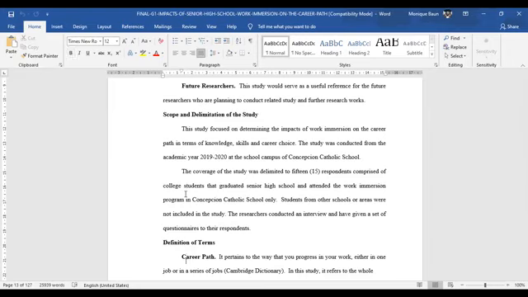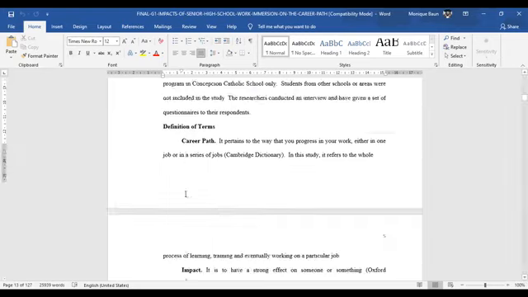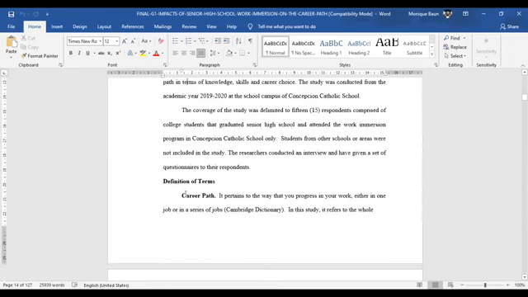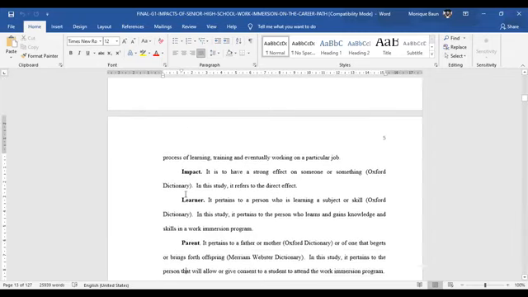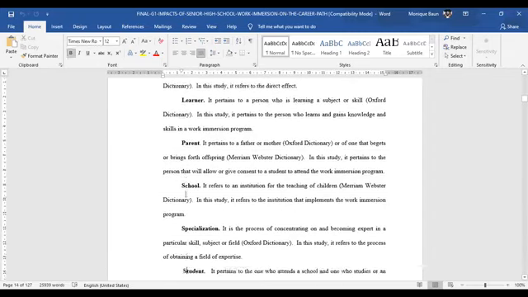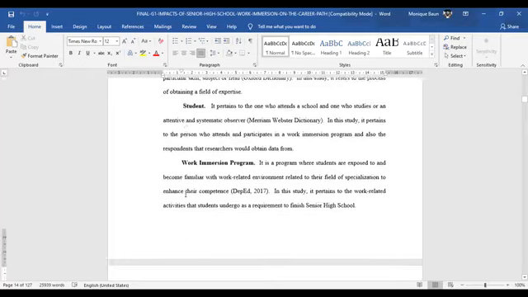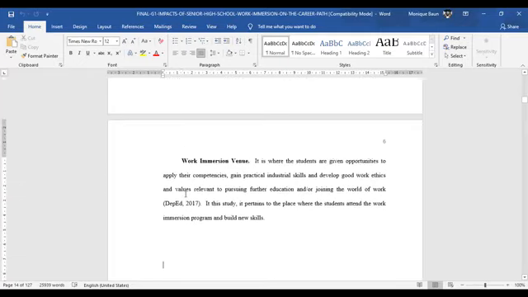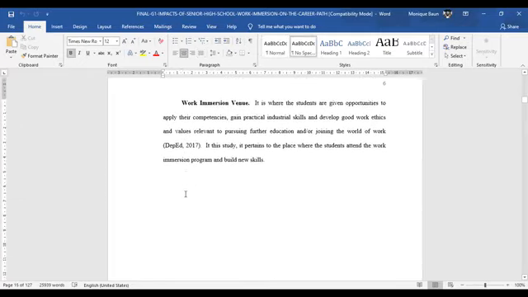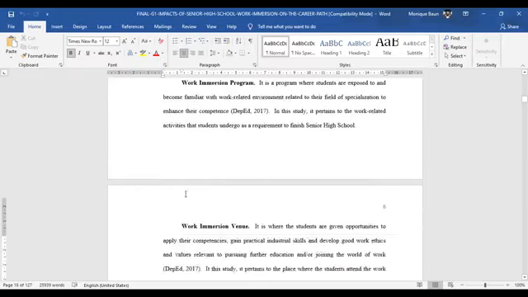Then definition of terms. So these are the terminologies, okay? For definition of terms, these are the unfamiliar words that can be found on your introduction, okay? And it should be in alphabetical order. Okay, so that is an example of chapter 1.